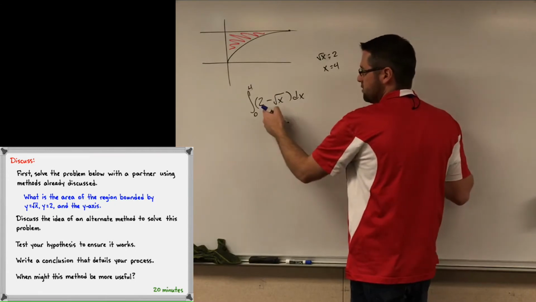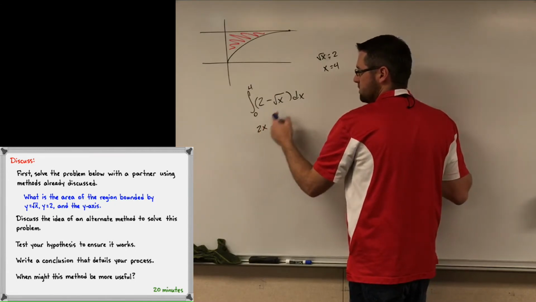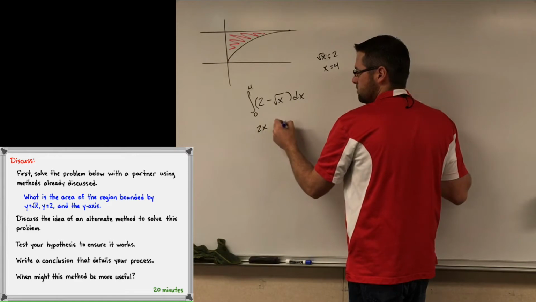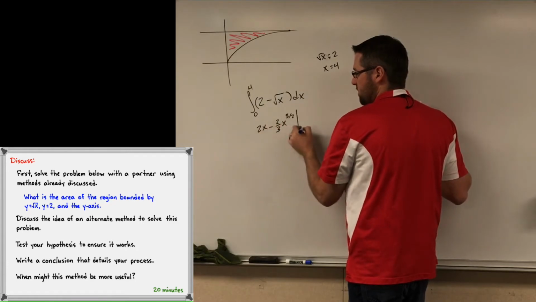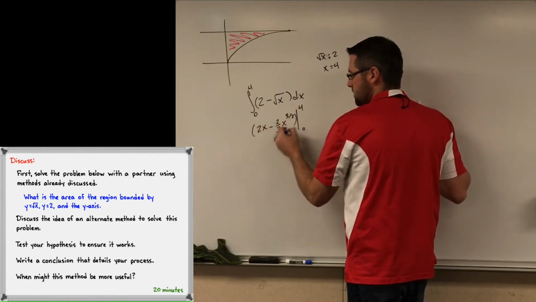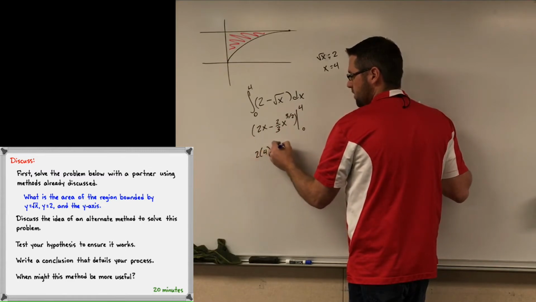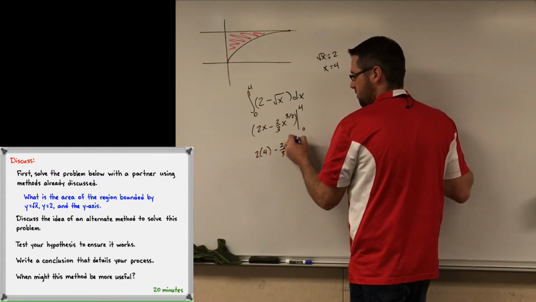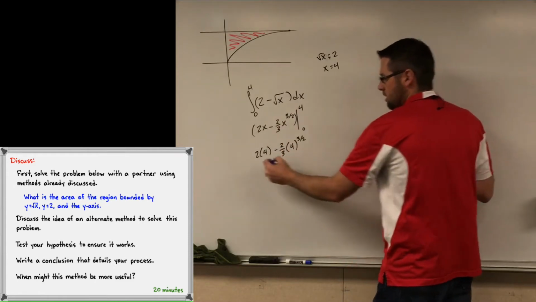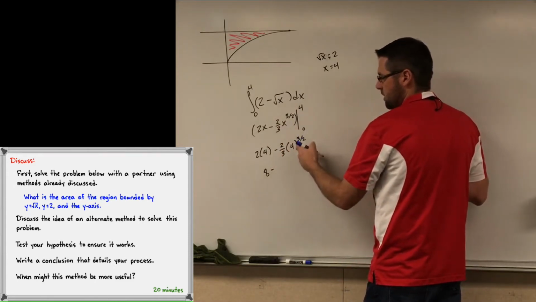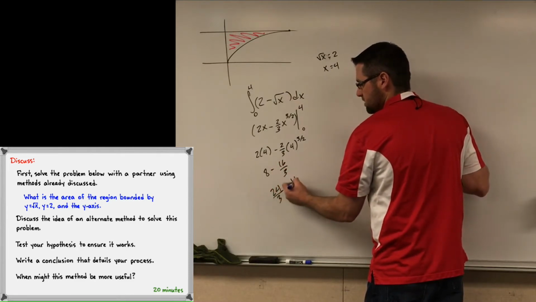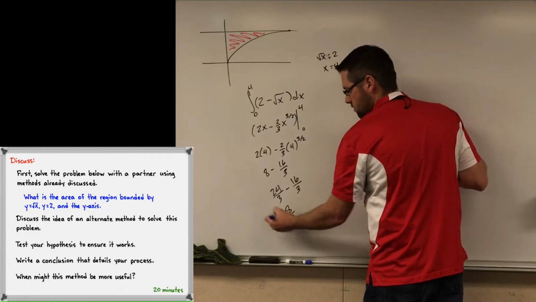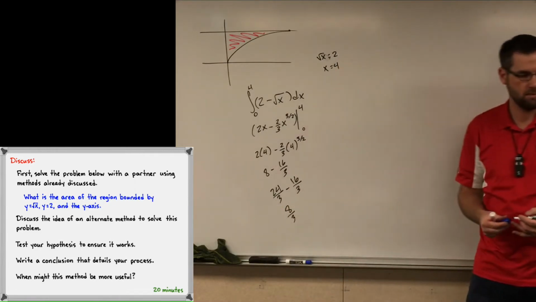So analytically, antiderivative, what's the antiderivative? 2x. This one's going to be x to the 3/2, and in front will be 2/3. And then evaluate it from 0 to 4. So that's going to be 2 times 4 minus 2/3 times 4 to the 3/2. And then the zeros are all zeros. So this is 8 minus what? 8, 16/3. So that's 24/3 minus 16/3. You okay with that? Okay.